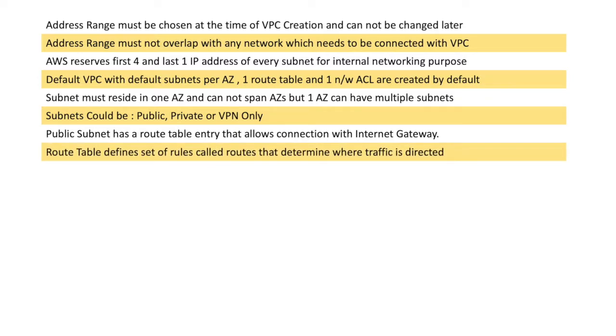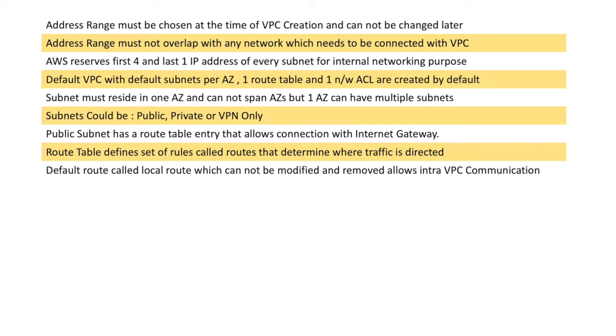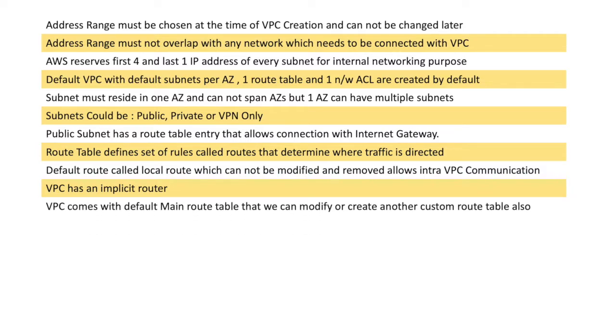Route table defines sets of rules called routes that determine where traffic is diverted. The default route, called the local route, which cannot be modified or removed, allows intra VPC communication. As I mentioned to you, all the components within VPC will be able to talk to each other through a route which is called local, and you can see it is created by default every time. It has an implicit router. You do not need to create anything related to router. It gets created itself. That's why we have not even created it in the practical session.